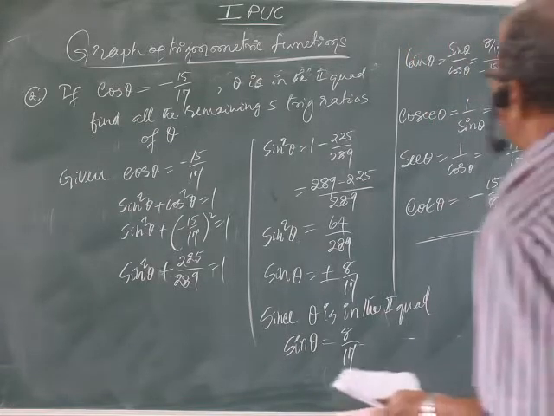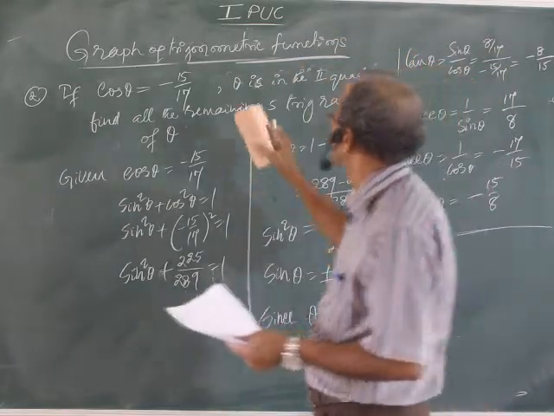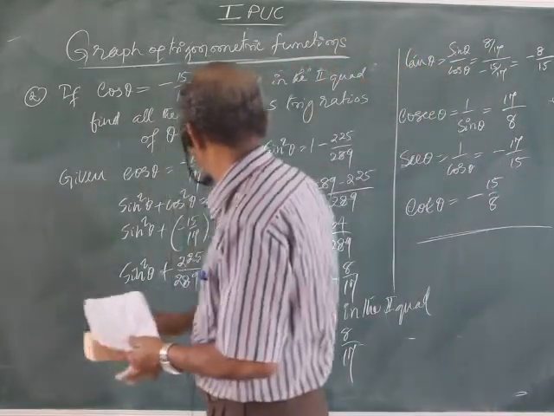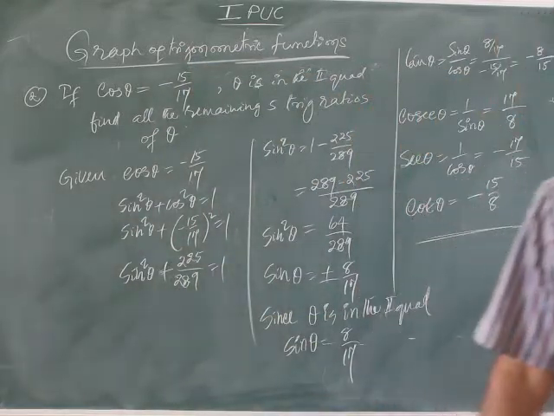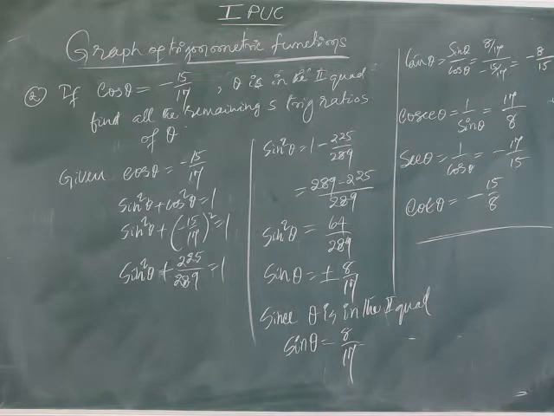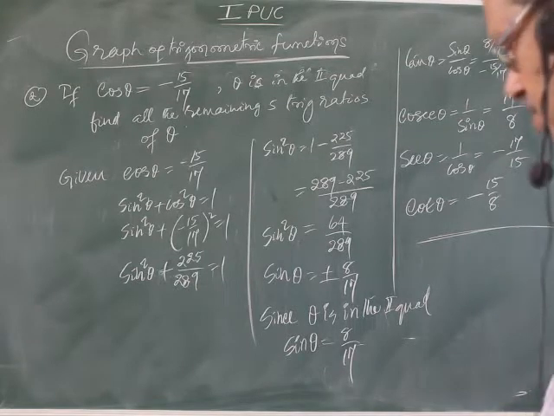Problem number 3. Write these notes correctly. Without drawing the triangle also, just by using the identities, you can find all the remaining trigonometric ratios.